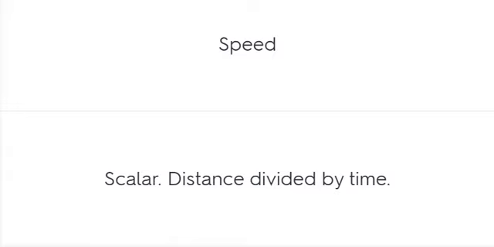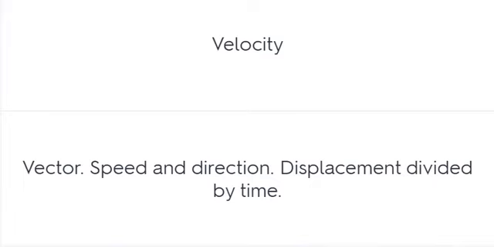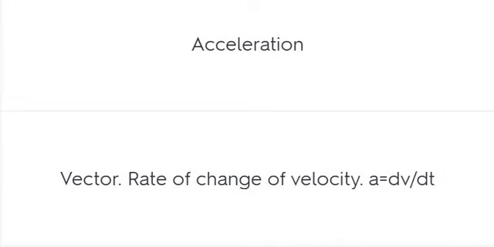Speed. Scalar. Distance divided by time. Velocity. Vector. Speed and direction. Displacement divided by time. Acceleration. Vector. Rate of change of velocity. A equals dv/dt.